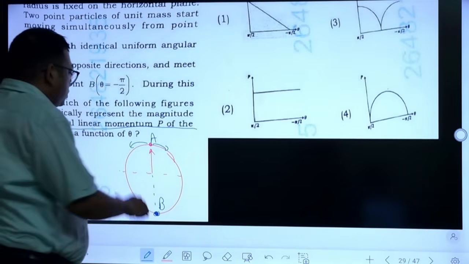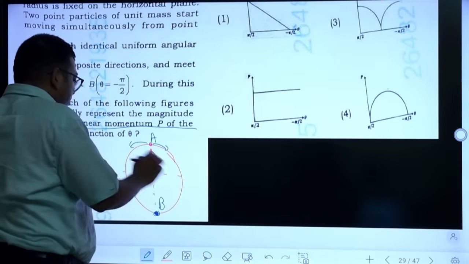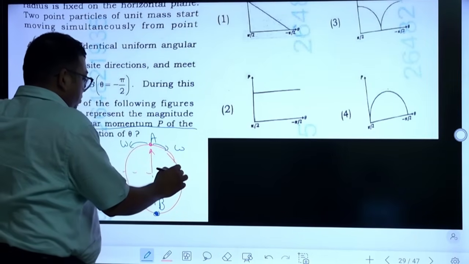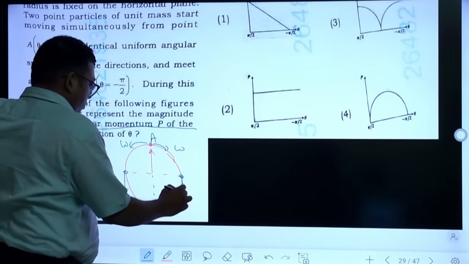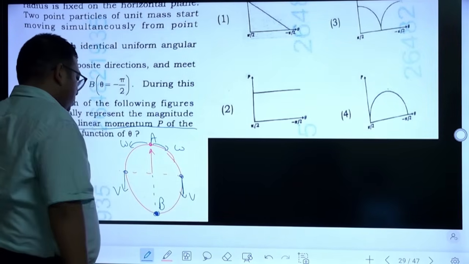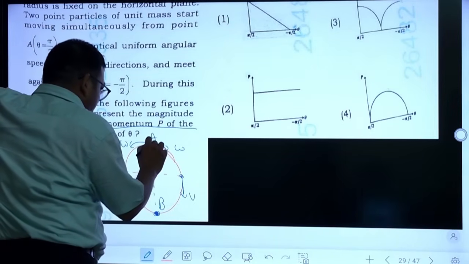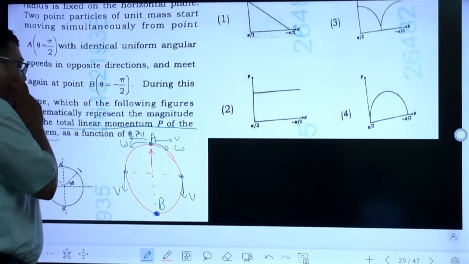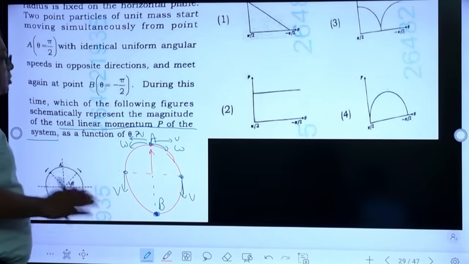So suppose you consider this particle at any point, they will be rotating with the same angular velocity omega, right? Once they have come here, they are coming with the same velocity v. Or they have started here, so same initial velocity v. So initially their angular and linear momentum is 0 because they are cancelling out each other. So it must start from 0.